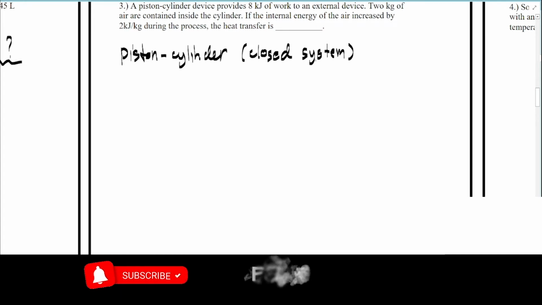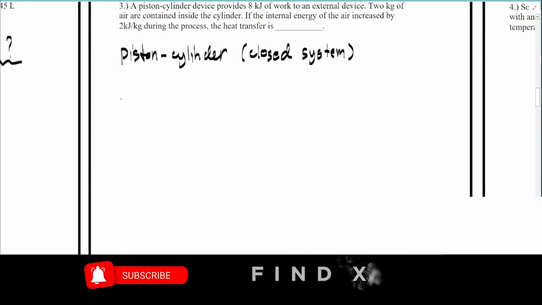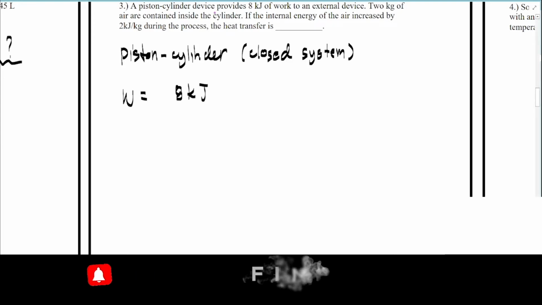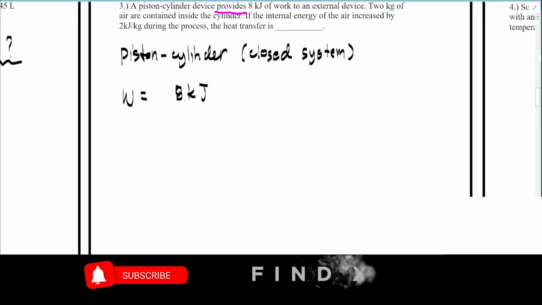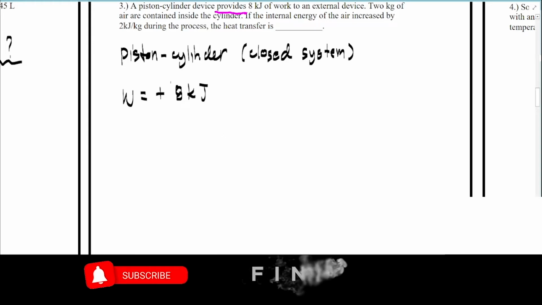Okay, so what are the givens? We have work, right? The piston provides 8 kilojoules of work, so we have 8 kilojoules. Remember that it says here "provides," so it must be positive. Otherwise, it should be negative if it does not provide. So we have positive here.